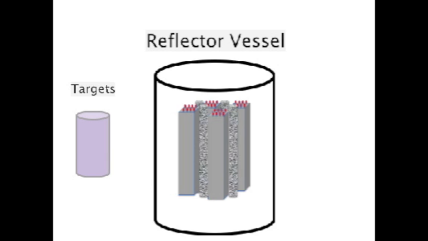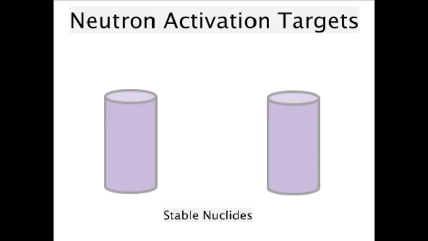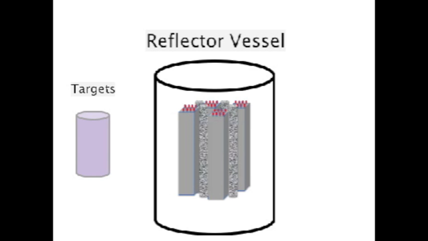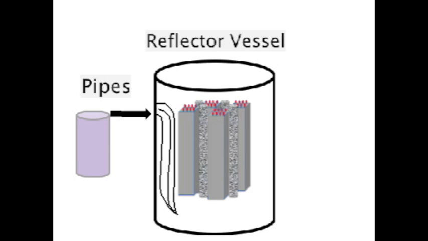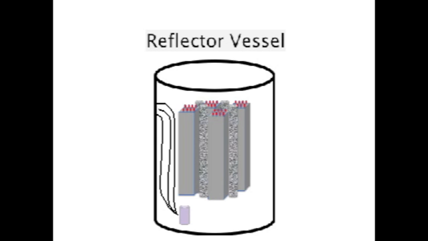There are two types of targets in a nuclear reactor for generating radiopharmaceuticals. Neutron activation targets are made of stable nuclides. Common targets contain either phosphorus-31 or strontium-88. Their products are used in radionuclide therapy. These targets are inserted into the reflective vessel via pneumatic systems. The pipes of these pneumatic systems can be seen running down the wall of the reactor into the reflective vessel.